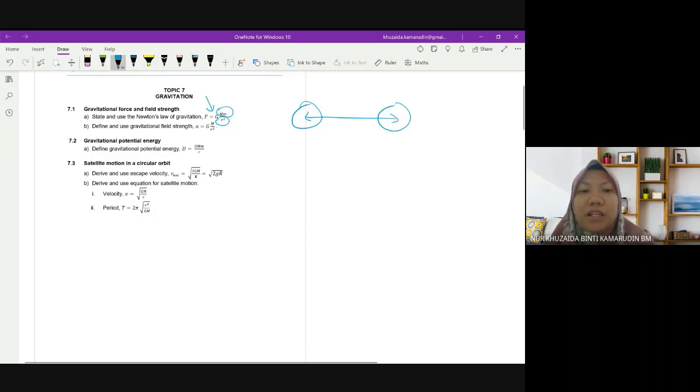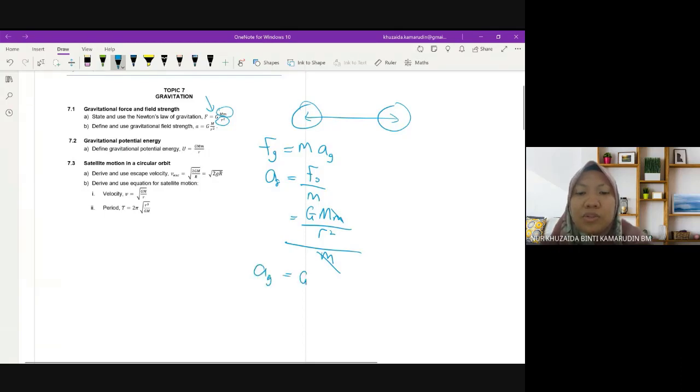Okay, so yang ni sebenarnya datang daripada Newton's second law. We have Fg equals to mag. Okay, so Ag is equals with Fg divided by m. Okay, so Fg tu denote as gravitational force tadi lah. So when we do the substitution, so we have Gmm over r square divided by m. So boleh cancel lah dekat sini. That's why after all we have Ag equals to Gm over r square. Okay, so mudah sahaja dekat sini.